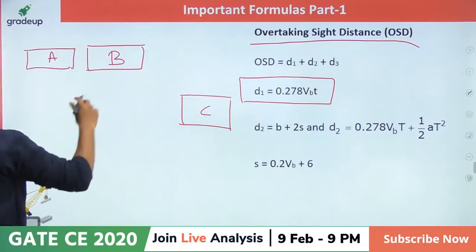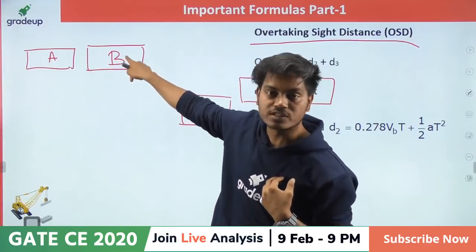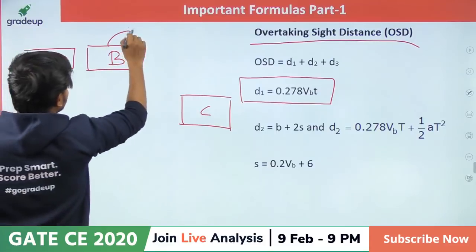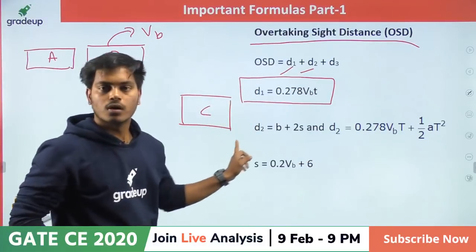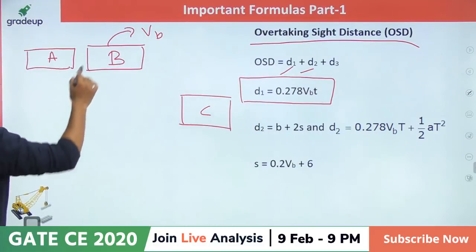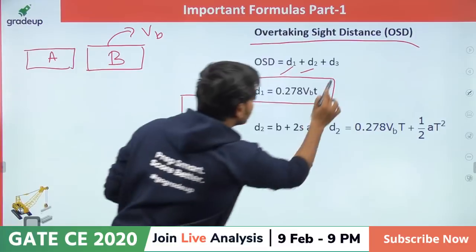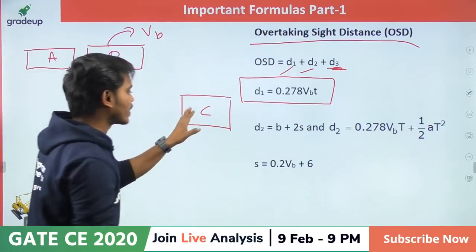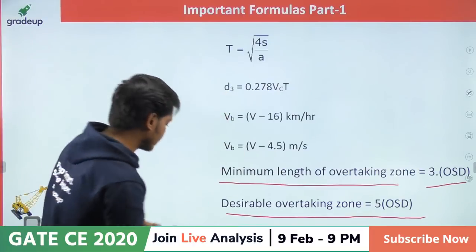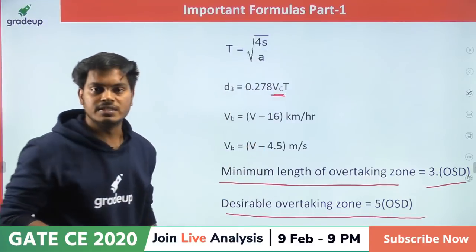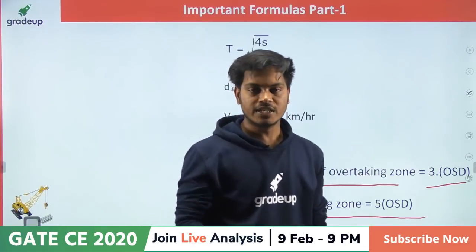This is the vehicle which is more concerned. So we have to use this velocity for D1 and D2, as you can see here also, because we have to overtake vehicle B. Next, D3 is the distance covered by this particular vehicle. As you can see in the formula, for D3 we use the velocity of C, or you can use the design velocity which is given.